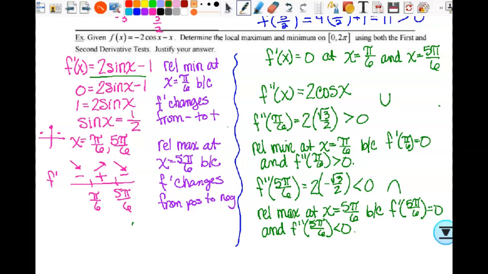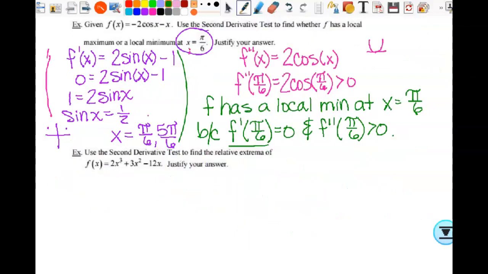We could have either used the first derivative test or the second derivative test, but the first derivative requires the sign chart and the second derivative doesn't. Sometimes it depends on the information that you have or what's being asked of you, but it's good to know them both. Any questions?